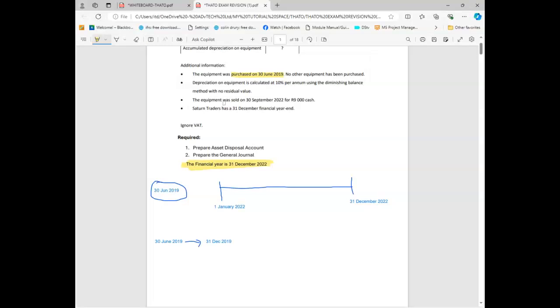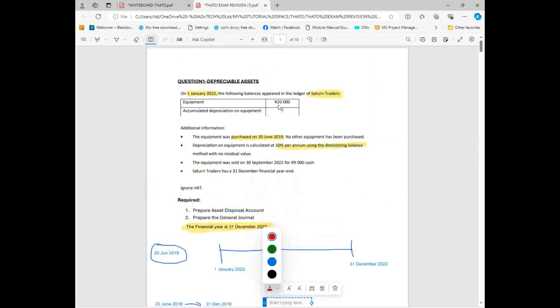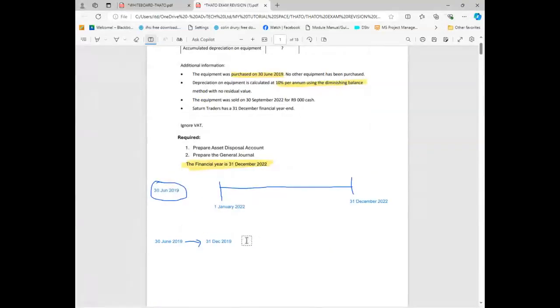Remember, we must also check the method. The method, they said 10% using diminishing balance. Can you see now? There's no residual value. So meaning, if the asset is still new, it doesn't matter which method. It's very straightforward. We just say, let me do this. The cost was how much? It was 20,000 because they told us. Can you see now? We're going to say for this one it's going to be 20,000 times 10%, which is 10 over 100.